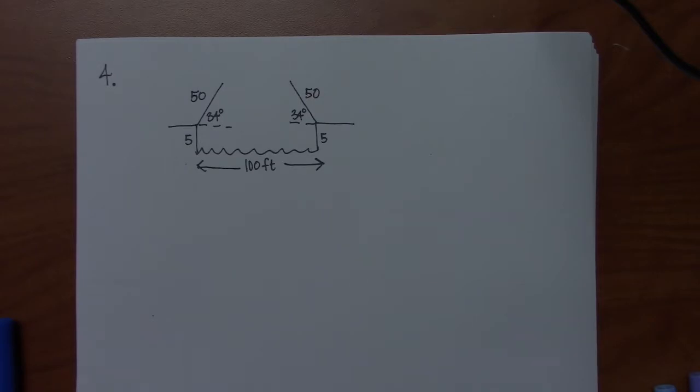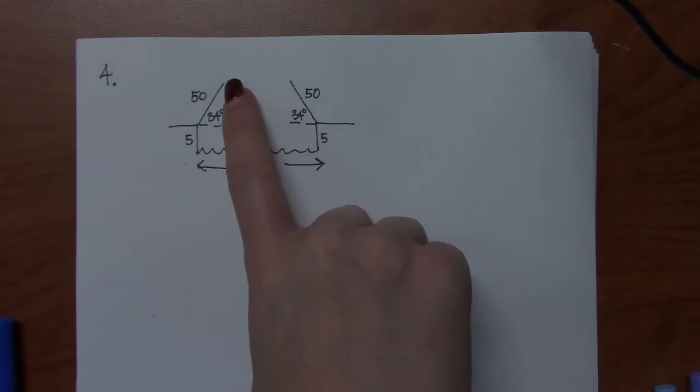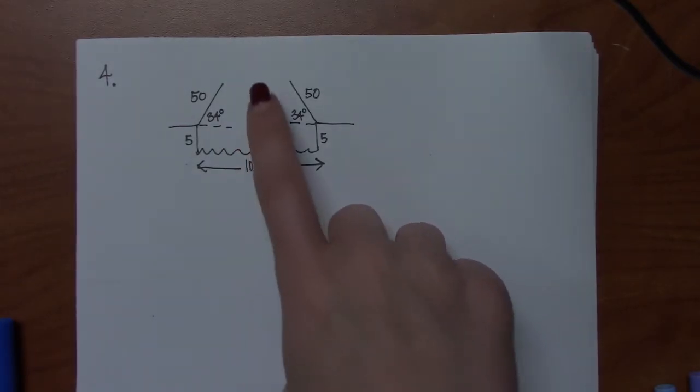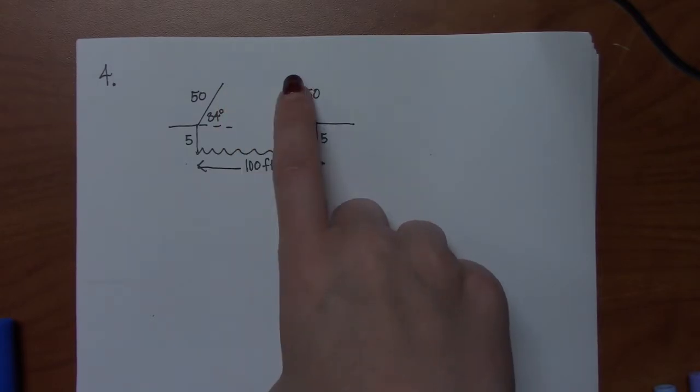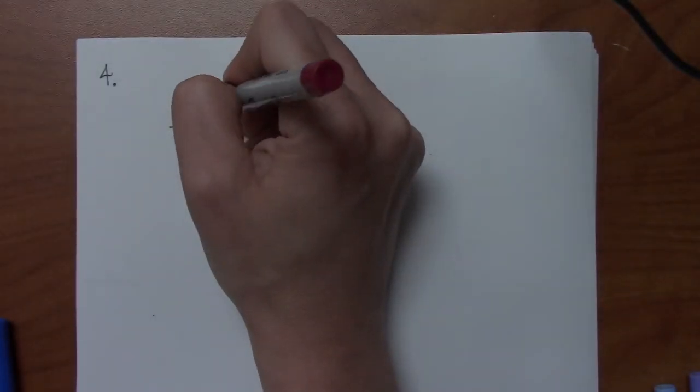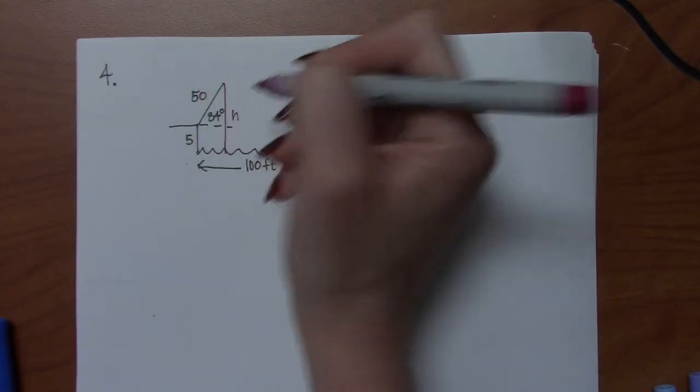So there's two parts to this question. Part A wants to know, how far is it from the top of one of these pieces all the way back down to the water? And part B wants to know, how wide is the opening at the top? So we need to find some right triangles. To do part A, we're calculating this total height.